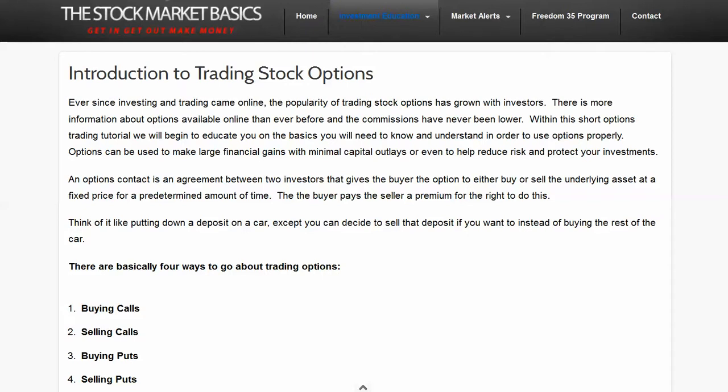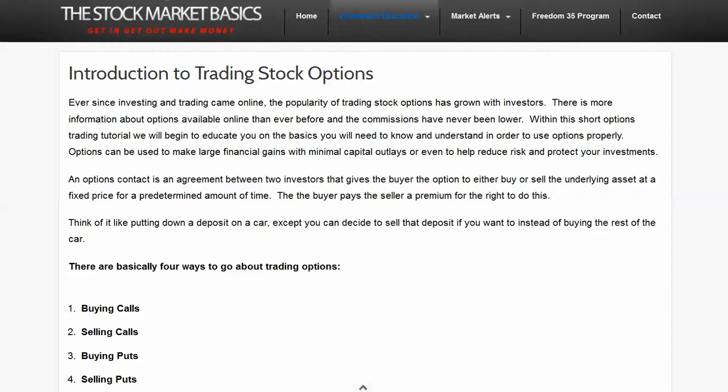Options can be used to make large financial gains with minimal capital, or even protect or reduce risk on your investments. An option contract is basically an agreement between two investors that gives the buyer of the option the right to either buy or sell the underlying asset at a fixed price for a predetermined amount of time. The buyer of the option pays the seller of the option a premium for this right. Think of this almost like putting a deposit on a car, except you can decide to sell that deposit if you want instead of buying the rest of the car.